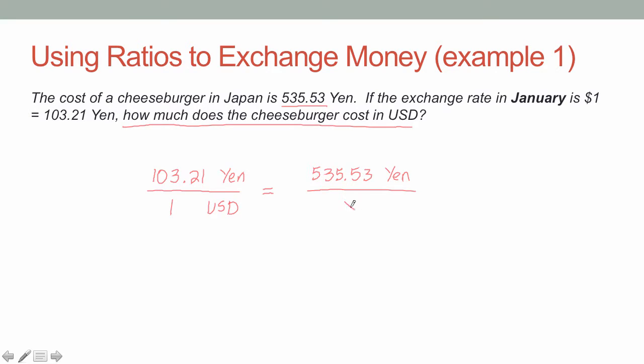So I'm going to use a variable. I'm going to use X because I don't know it. I've got to figure it out. But look at that, there is my ratio problem. I have a ratio that I'm given of yen to the US dollar. I know this ratio, and the exchange rate has to be the same ratio as the cost of the hamburger to US dollars. And with my ratio problem, I can use cross multiplication now to solve this and find out the cost in dollars. So cross multiplication is simply rewriting this equation differently. So 1 times 535.53.